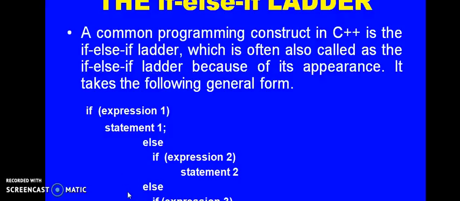The next selection construct is the if-else-if ladder. A common programming construct in C++ is the if-else-if ladder, which is known as if-else-if ladder because of its appearance. You can see this is the syntax of the if-else-if ladder.